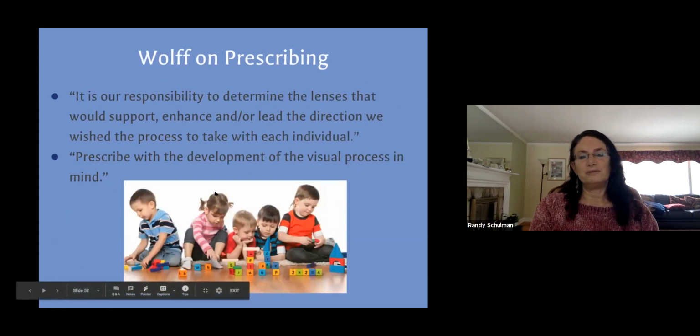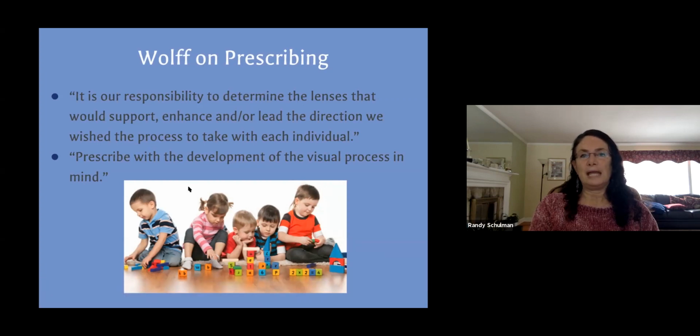Bruce Wolfe of the Wolfe Wands said that it's really our responsibility to determine lenses that would support and enhance or lead the individual in the direction we would like them to go. So how can we help them develop a visual process that's efficient?